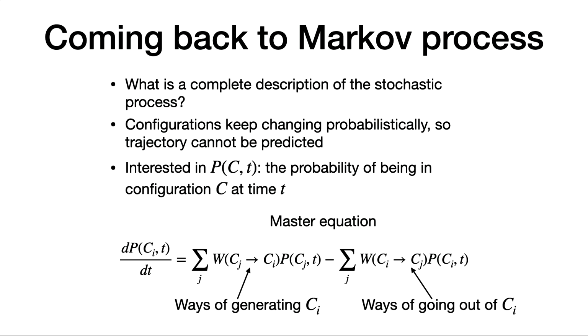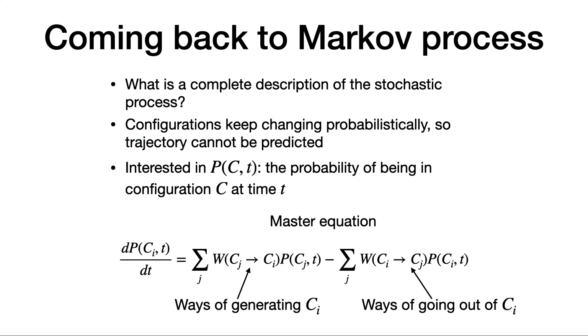And there is something called a master equation. It is an equation that describes how the probability of a Markov process evolves in time. And that is quite a simple, common sense equation. It says, suppose at time t, I have the probability of the system being in configuration Ci. How does it evolve in time?